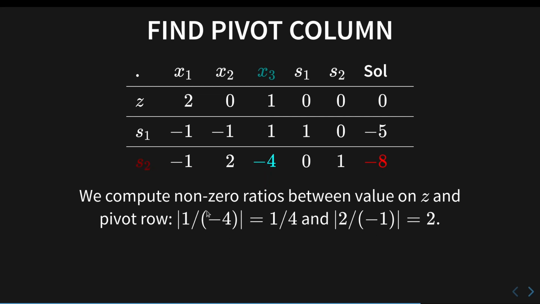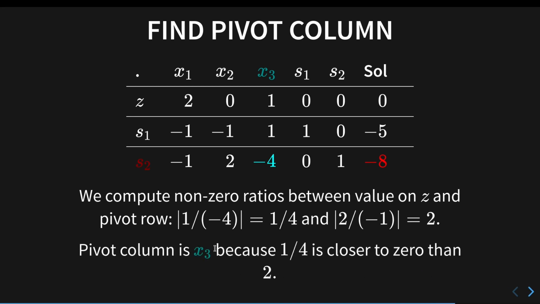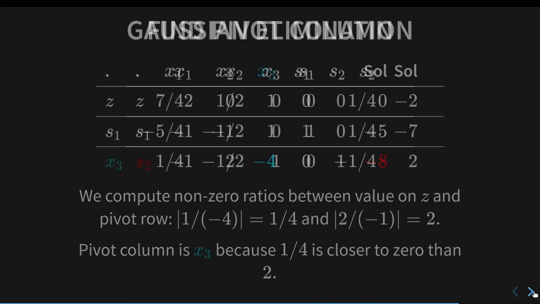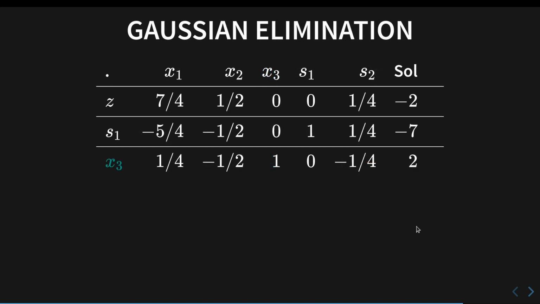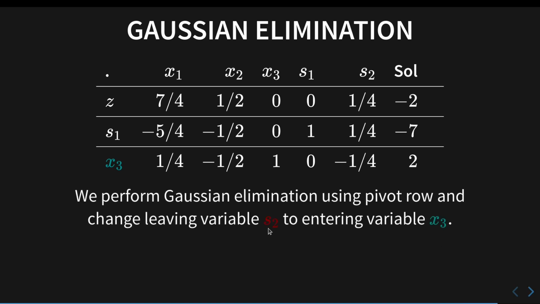And here we see the absolute values of these, and by comparing them we find that the ratio on this column is lower than the ratio on this column, and these columns the ratio is 0 because they are zeros, so we don't choose them. In the last part of a simplex iteration, we perform a Gaussian elimination using the pivot row and change the leaving variable to the entering variable.